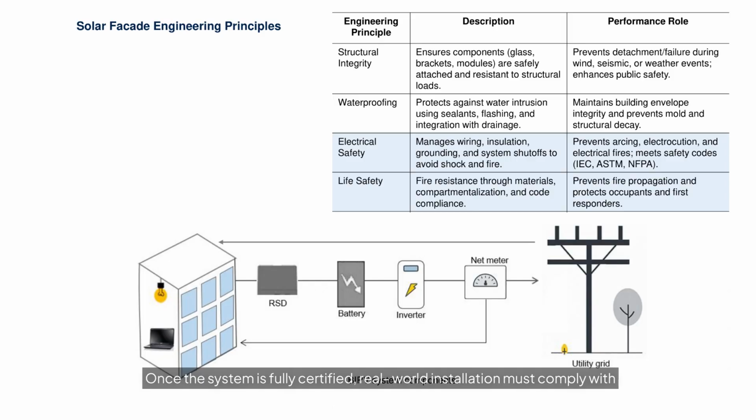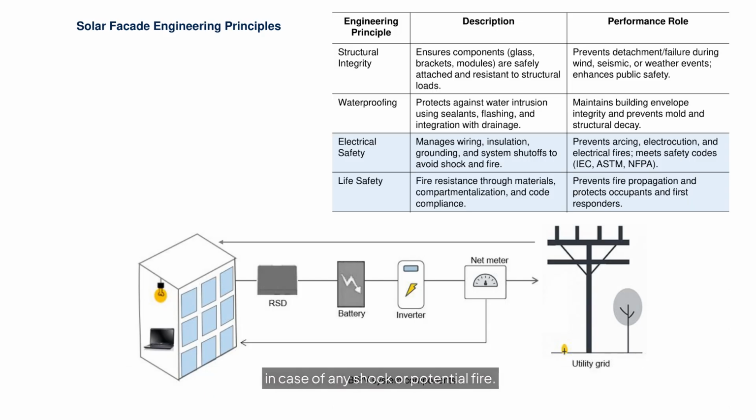Once the system is fully certified, real-world installation must comply with life safety and fire resistance requirements to protect occupants and firefighters. The installation must integrate rapid shutdown measures in case of any shock or potential fire. The figure at the bottom illustrates the connection between solar panels, rapid shutdown, battery, inverter, and net meter device. When solar power is not available, the utility grid supplies the power directly to the building.